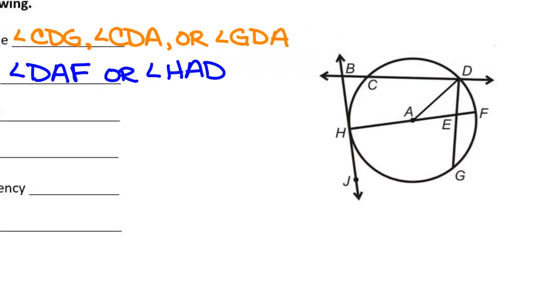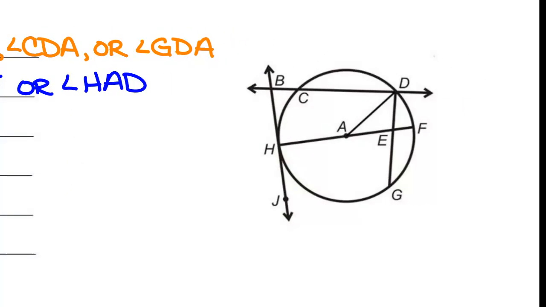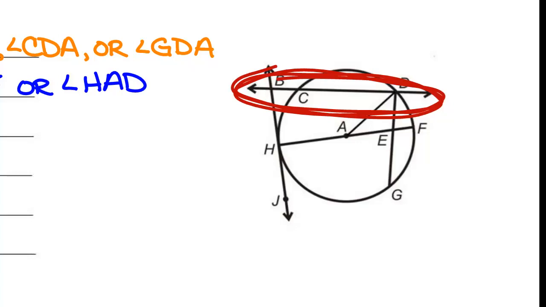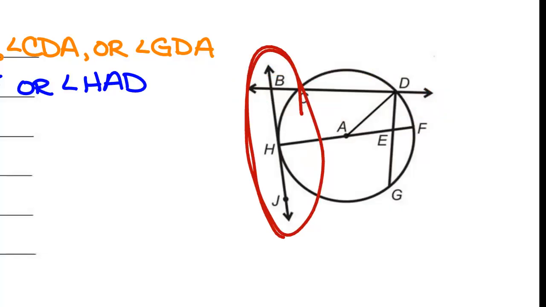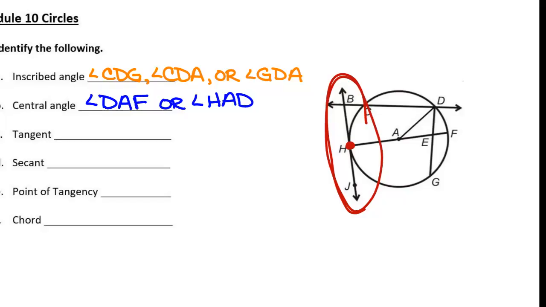Tangents. Tangents are lines that touch the circle in exactly one point. There's only two lines in this picture. There's this line here. How many places does that touch the circle at? Two. One right here and one right here. There's another line in the picture, and that's this one right here. How do I know it's a line and not a segment? Because it's got the arrows on the ends, showing me that it goes on forever. This line right here touches the circle in how many spots? One. Where is that one place? H, right here. So that is my tangent line.